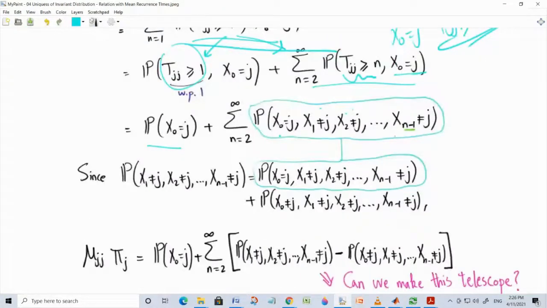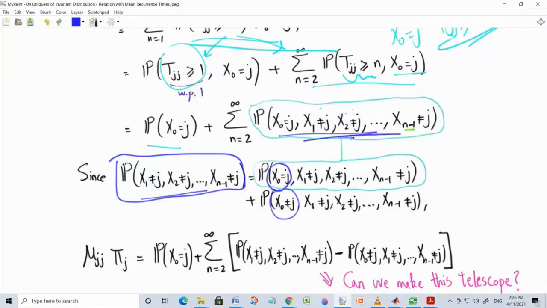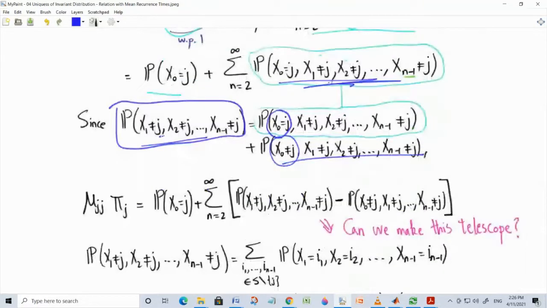Okay. Now, this probability here can be written as a difference between two probabilities. Basically, if you have this probability, x1 is not equal to j, x2 is not equal to j, up to xn is not equal to j. By the law of total probability, this probability is equal to two probabilities. In one of them, we have x0 is equal to j, and in the other, x0 is not equal to j. And so rather than having this probability, we will rewrite it as this probability here minus this probability with x0 is not equal to j. Okay, and so we have something like this.